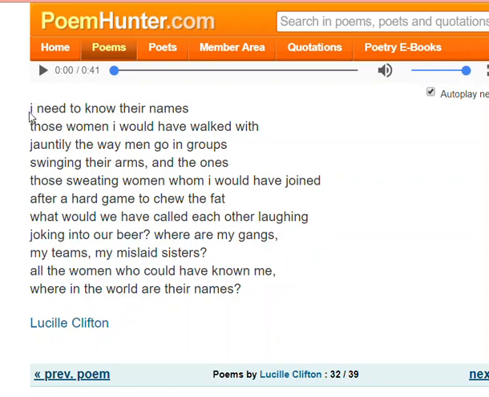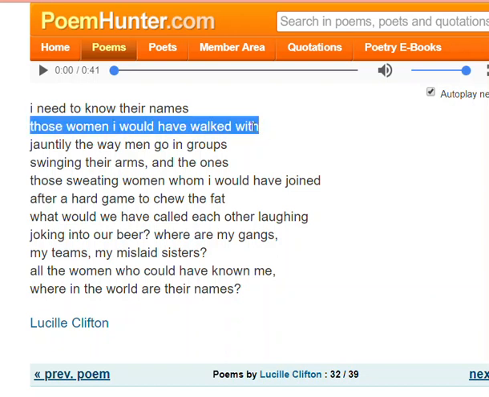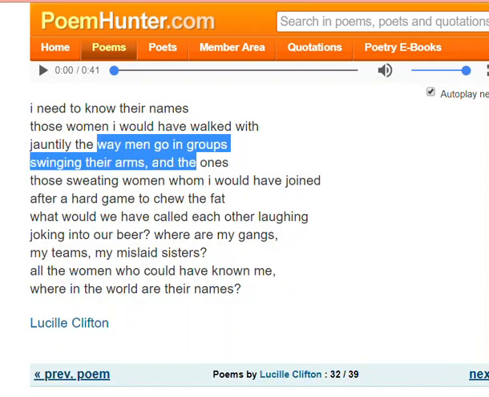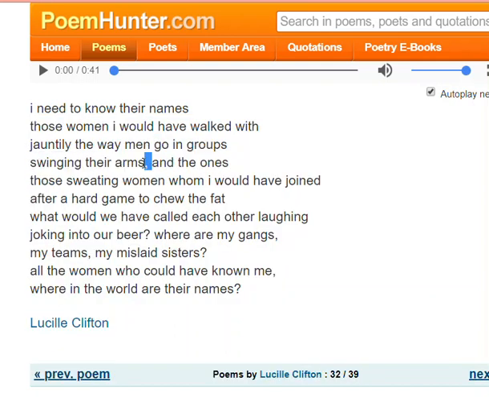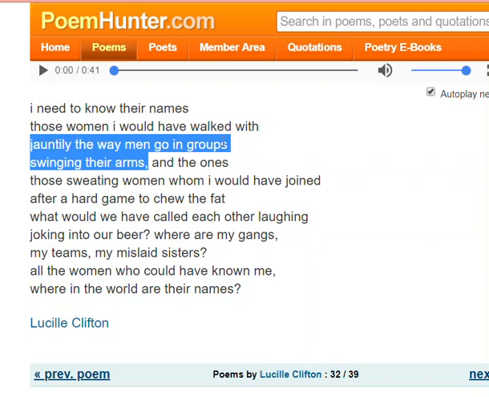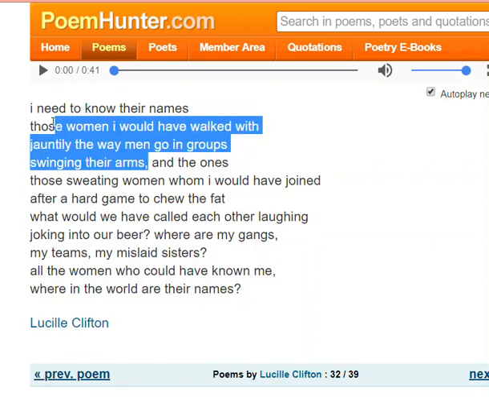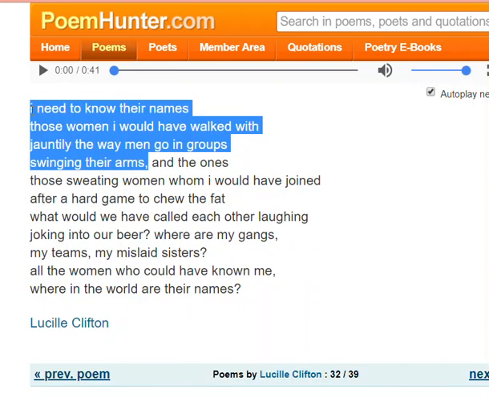Especially here, to me this is a powerful poem. Especially here though, if I pause after "with," then this description, "jauntily the way men go in groups swinging their arms," is kind of lost. Same thing if I end in "groups," right? So if I read this whole thing up until where she has put the pause, I'm going to highlight it and I'm going to read it again.